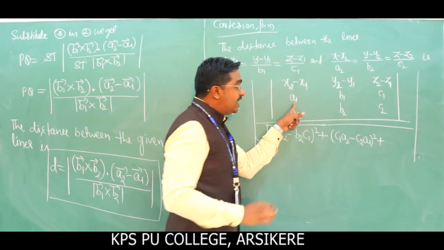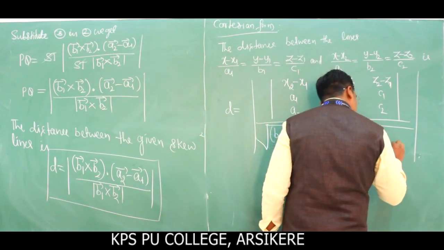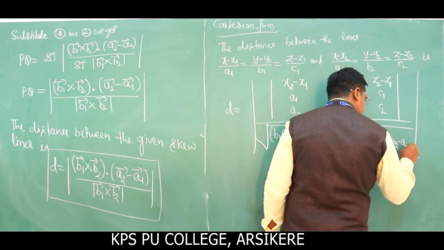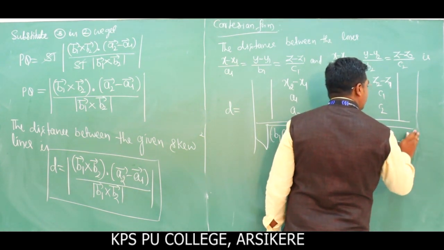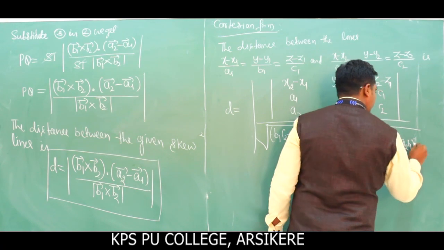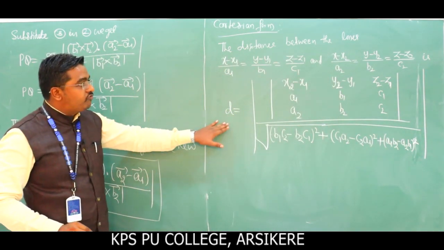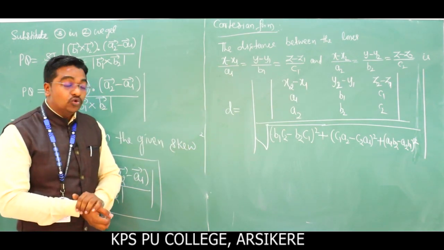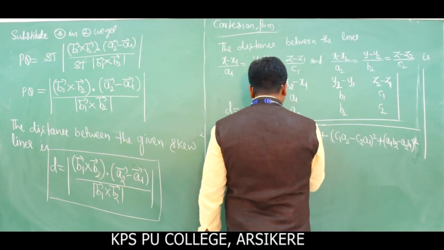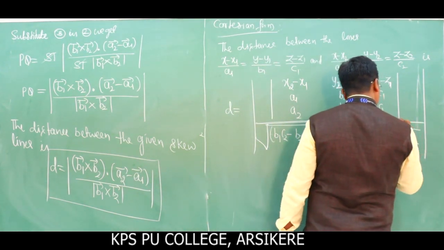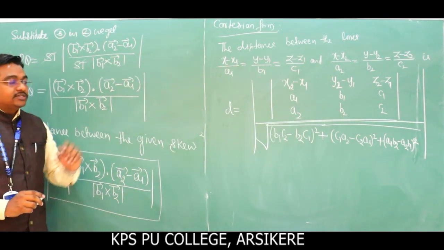Last one, a1 b2 minus a2 b1 whole square, under the square root. So this is the expression to find the shortest distance between the two skew lines in Cartesian form. This is the case in Cartesian form.